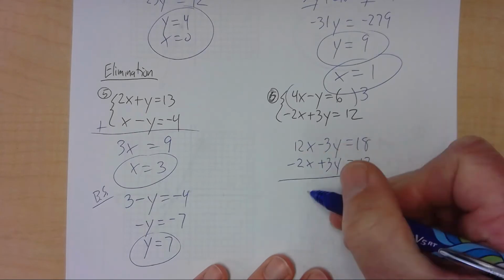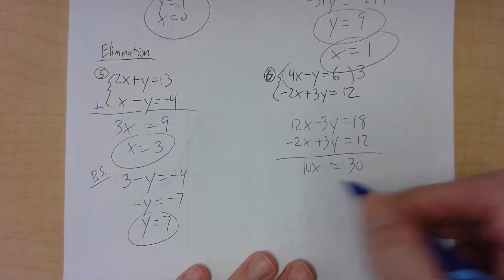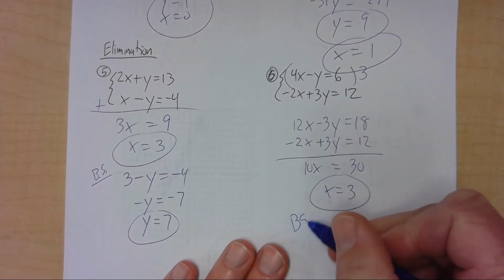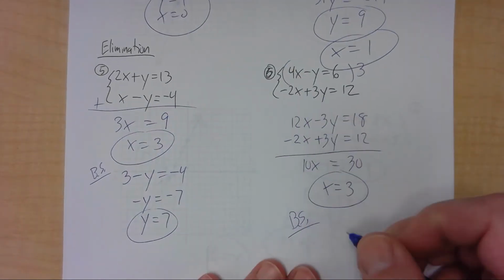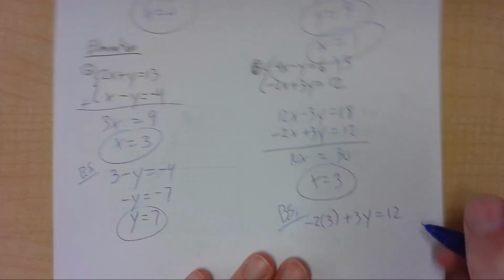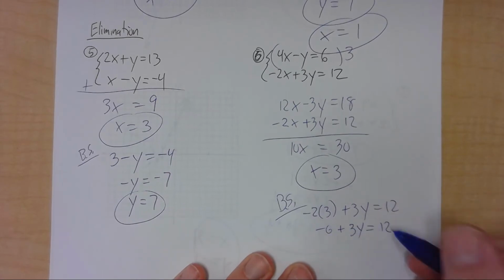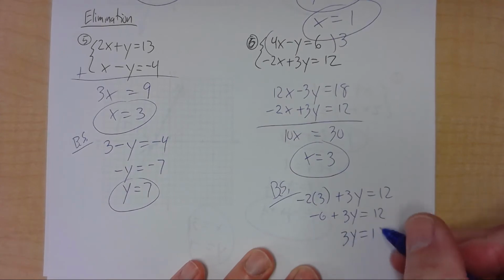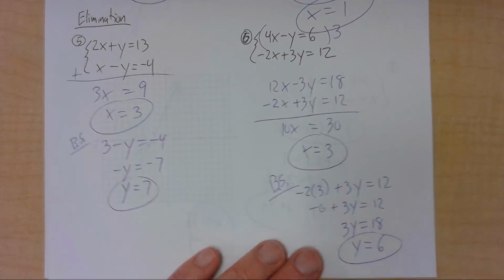Now we can add the two equations together. And I get 10 cancels out and 30. Therefore, easy, x is 3. We back substitute the x back in either equation. I'll put it in the second equation. Negative 2 times 3 plus 3y is equal to 12. So that would be negative 6 plus 3y is equal to 12. Add the 6 over, so 3y would be 18. Divide, y is 6. So 6 and 3 is the intersection point there.